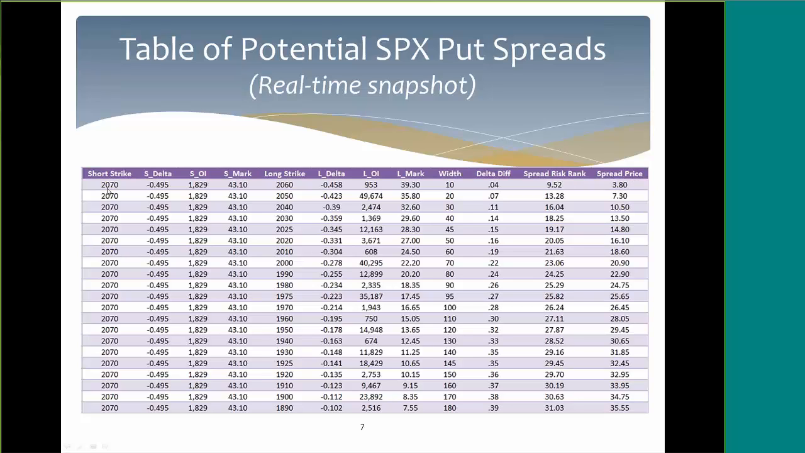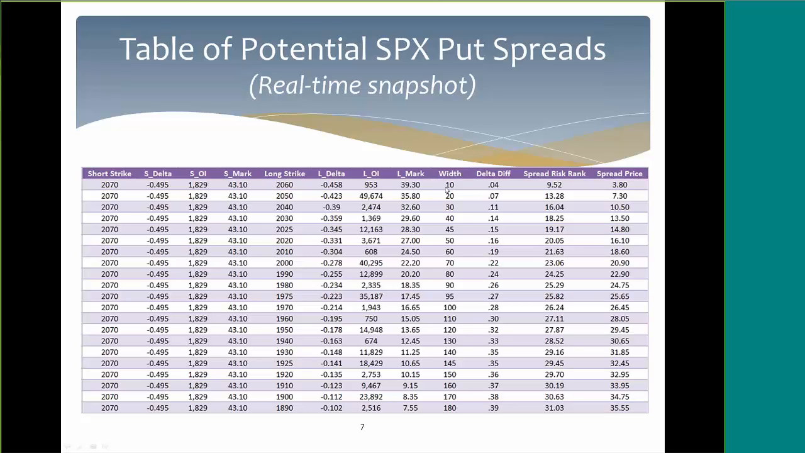So if we look at this first one here, we have a short of 2070, we have a long of 2060. That's a 10-point wide spread. The delta difference on that was 0.04, and if you go through the math, it came up with a rank of 9.2, and the spread price on that was 380. So you see here, these are all 2070, and then we have 2060, 2050, 2040, 2030, 2025, 2020, 2010, and so on and so forth. And so these are all the different spreads.